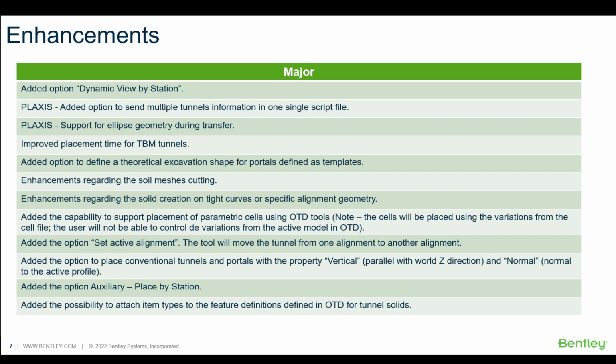The next one is added the option which is set active alignment. The tool will move the tunnel from one alignment to another alignment. The next one is added the option to place conventional tunnels and portals with property vertical and normal. There is other one is added the option auxiliary, which is placed by station.